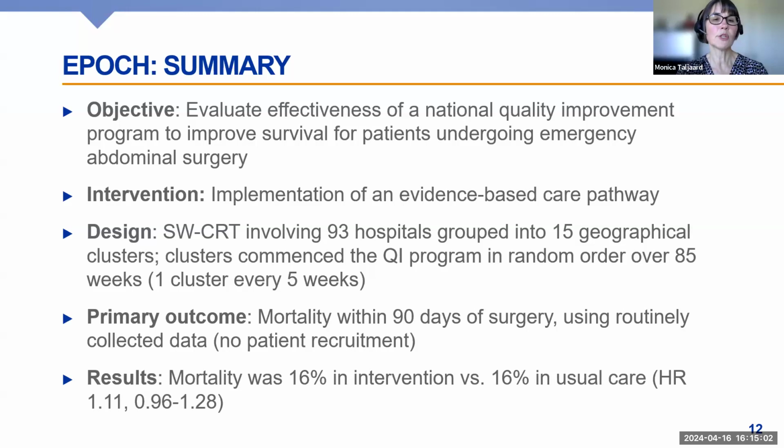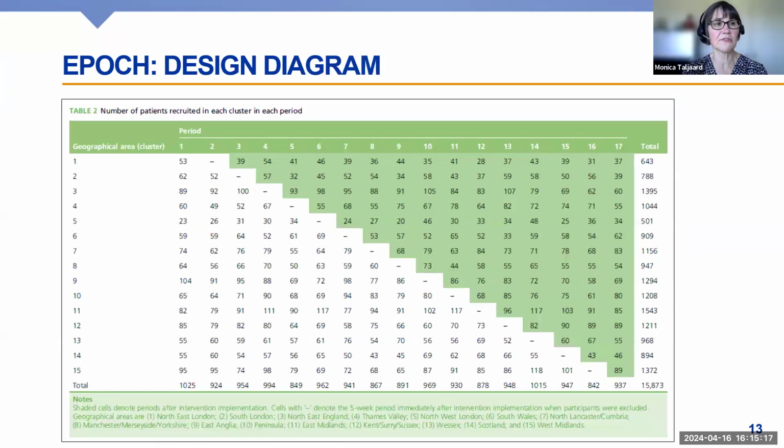The primary outcome was mortality within 90 days of surgery. There was no patient recruitment. All of the outcomes were obtained from routinely collected data sources. Unfortunately, they observed no difference in mortality. A diagram is always very useful to understand this design, so I can highly recommend including a design diagram whenever you plan or publish a protocol or a trial report.